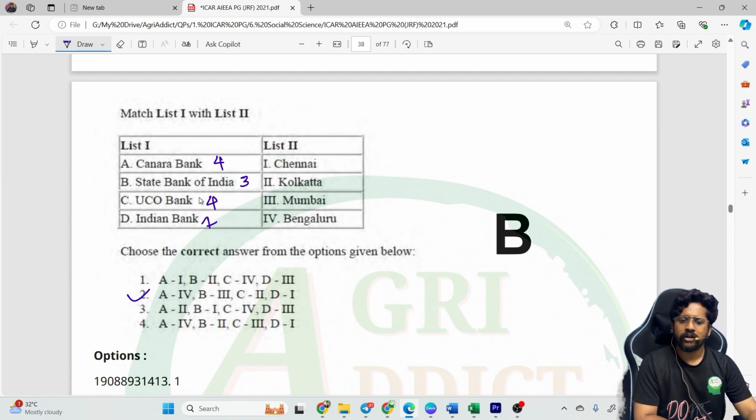So therefore 4, 3, 2. UCO is in Kolkata. So therefore 4, 3, 2, 1. Second option will be the correct answer.